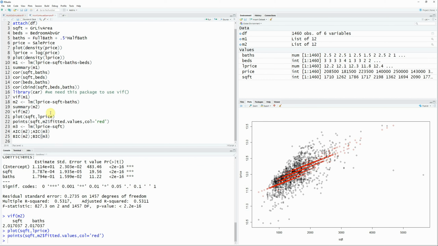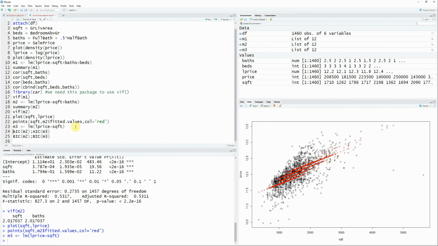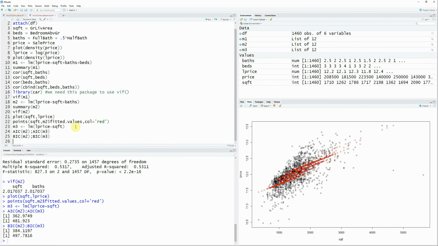We can check that with another model that only has square footage, so only one variable, and check the AIC, BIC, and we see that model 2 is better. So it's okay in this case to use square footage and bathrooms at the same time in the model, unlike the other time, when we had a low number of observations and we could only use the square footage.